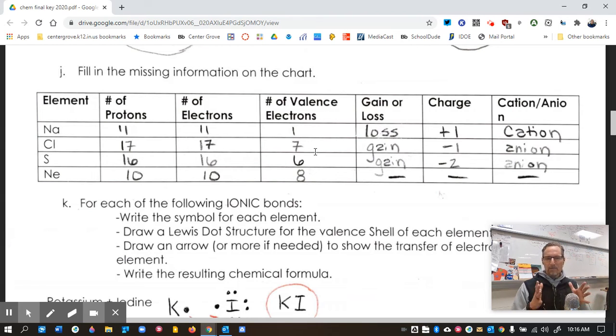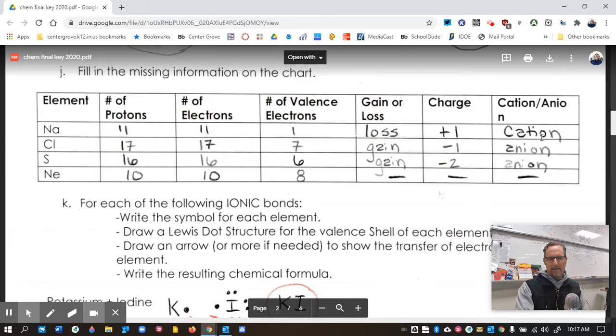And then I'll need to look to see, on my periodic table, is it a metal or a nonmetal? Because if it's a metal, it's going to lose its electrons, because it's easier to lose one than to gain 7 in order to become stable. So it's going to lose its electrons. And so when it loses a negatively charged electron, it forms a positive ion. We call those cations.